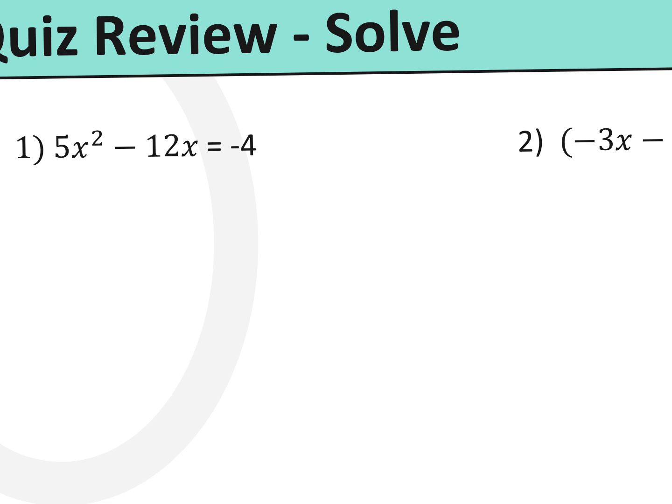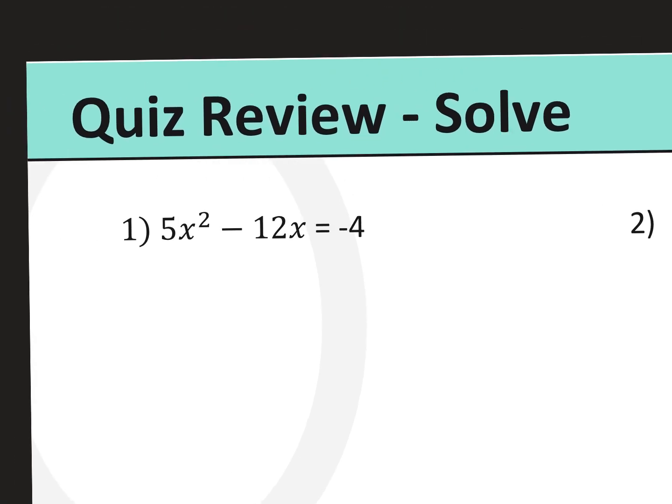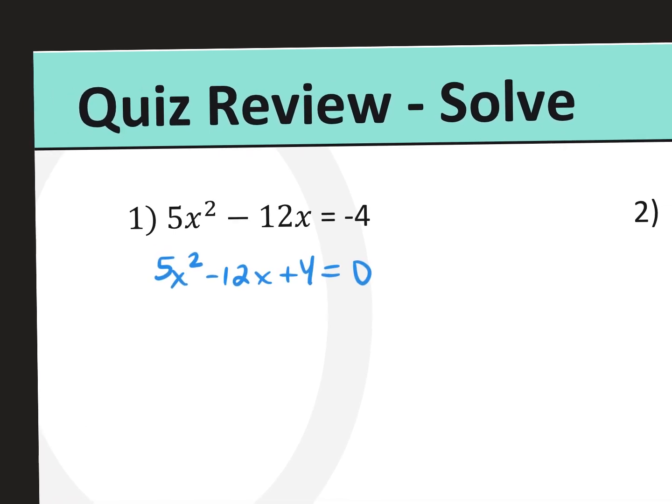So we're either going to solve by taking square roots or solve by factoring. If you have a quadratic where you have x to the second power and then x to the first power, you want to move everything to one side and then solve. So 5x squared minus 12x, what? Plus 4 equals 0.